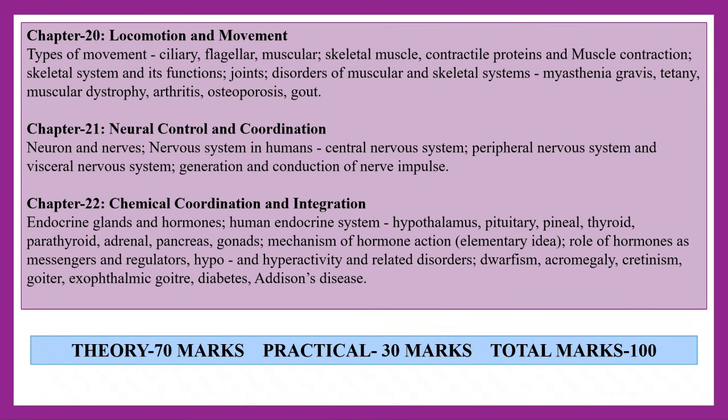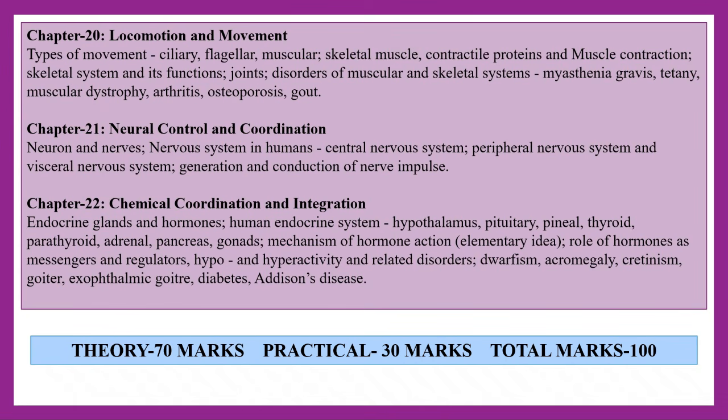Chapter 20. Locomotion and Movement. In this chapter, we will study the types of movement, muscle structure, and muscle contraction, which is the sliding filament theory, along with the skeletal system. We should also remember bones of the human skeleton, types of joints, and disorders like arthritis and osteoporosis.